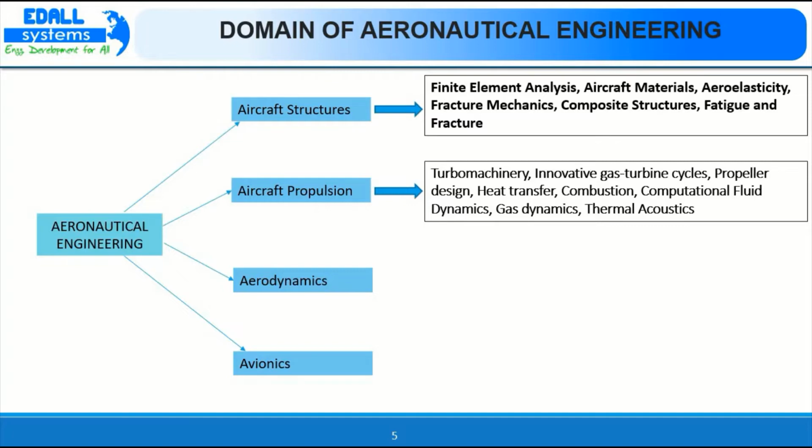So in turbo machinery, as we know, an aircraft engine has various parts like the compressor, turbine, combustion chamber, etc. Turbo machinery is the part that deals with designing such components for the engine. Then there are innovative gas turbine cycles, that is, with less fuel, how we can improve the efficiency of the engine, a better gas turbine cycle.